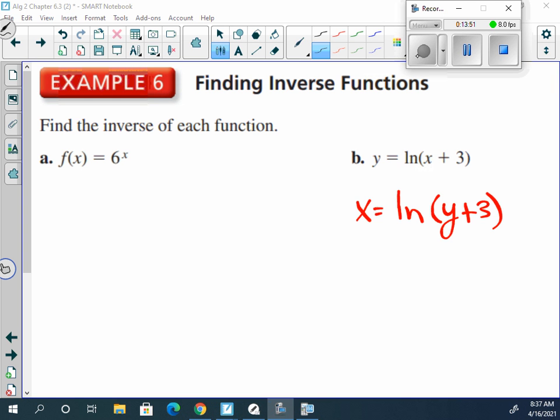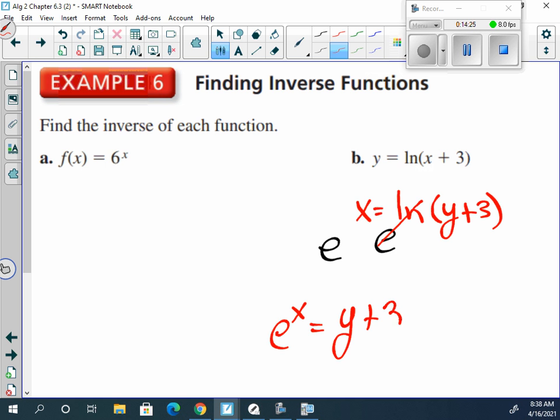So at this point here, we can do either our switch or we can put both sides to the e, because either way is going to give us the same result. So if I put both sides to the e, e to the x is not going to simplify out. That's just going to be e to the x. But e and our ln will cancel because the base and what we're putting it to match up, leaving us with just y plus 3.